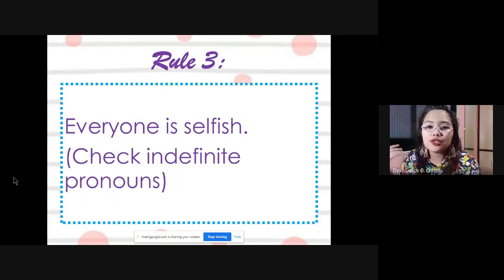So, of course, you need to check the indefinite pronouns, ha? Ano ba yung mga check? Okay. So, another one. Each one is selfish. Each one of my sister.